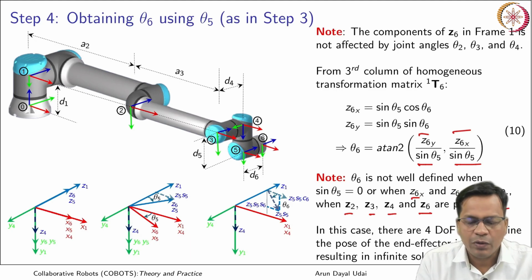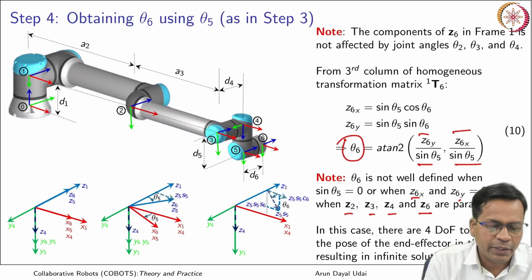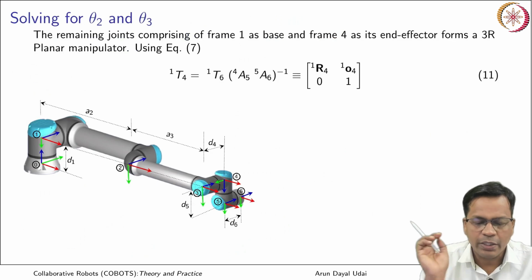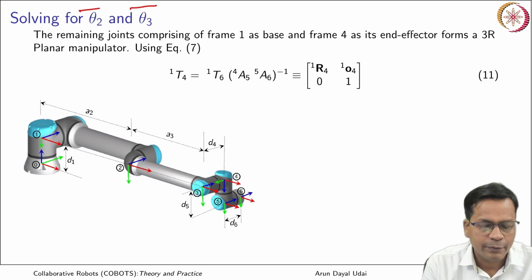Okay, so this is how I have obtained theta 6. So what all angles have I obtained? I have obtained theta 1, theta 5 and theta 6 now. Now solving for theta 2 and theta 3. Where are they? It is here and here.